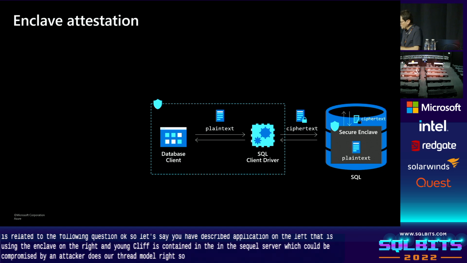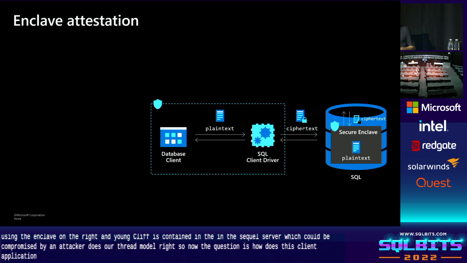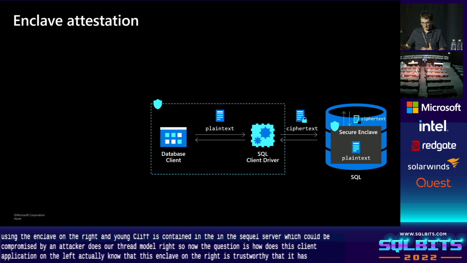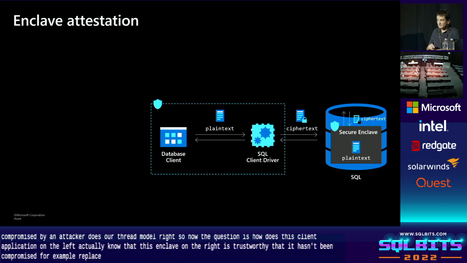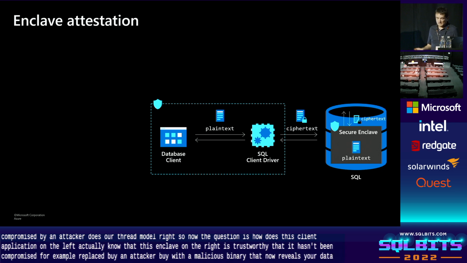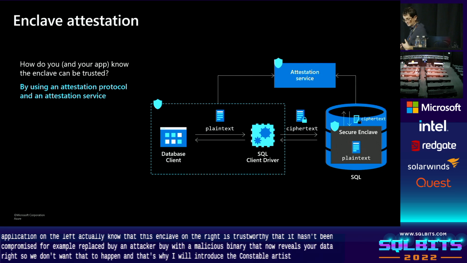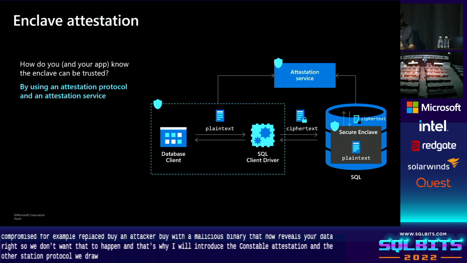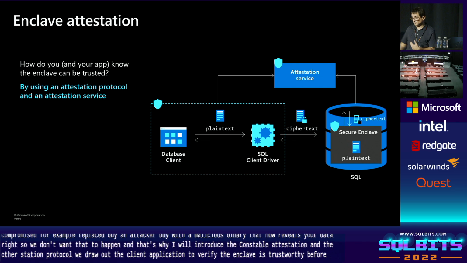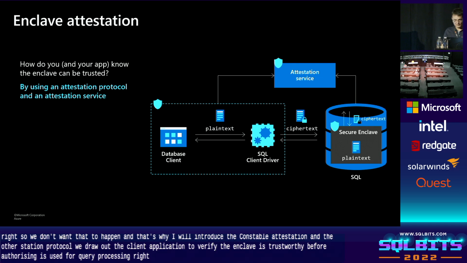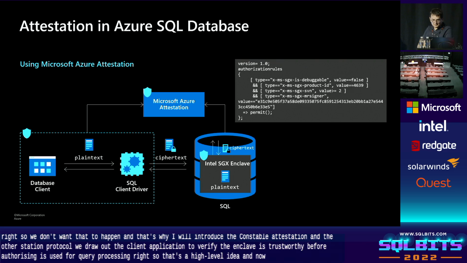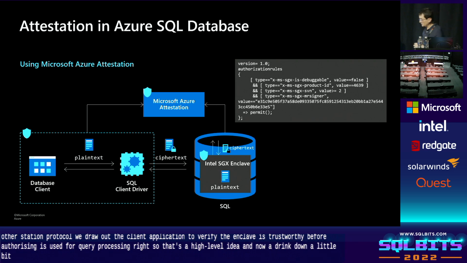So now the question is, how does this client application on the left actually know that this enclave on the right is trustworthy, that it hasn't been compromised, for example, replaced by an attacker with a malicious binary that now reveals your data, right? We don't want that to happen, and that's why we introduced the concept of attestation and the attestation protocol, which allows the client application to verify the enclave is trustworthy before authorizing its use for query processing, right?